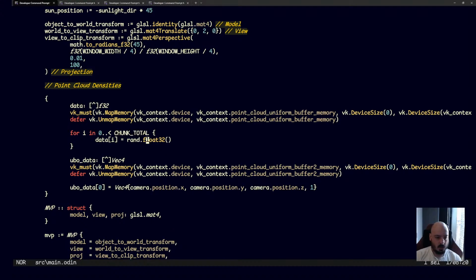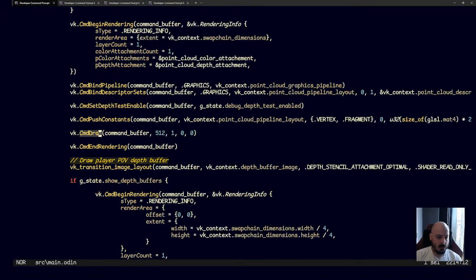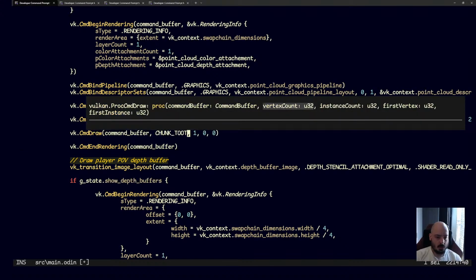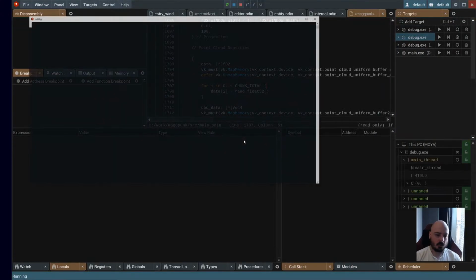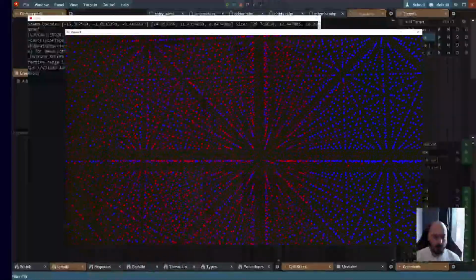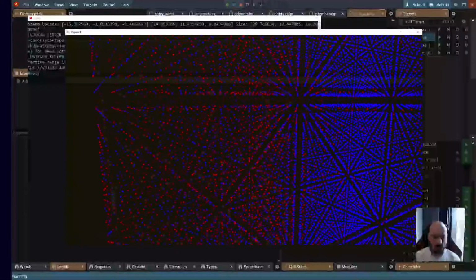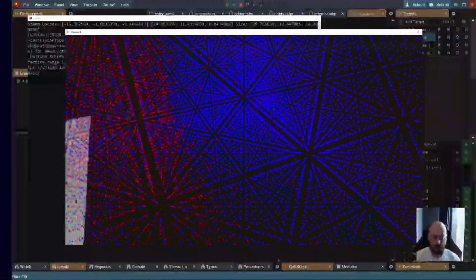So, chunk total, so we're gonna put all the values in there, and then I think we need to go to the draw. So the draw with a 512, that's just gonna be chunk total. Very good. We should have a much larger, there we go, it's pretty big. Much larger set of dots here. So these are all a meter apart, which is the same size as a Minecraft block. So I thought maybe we should try, well, that's totally incorrect. Maybe we should try rendering cubes first before we move on to much more difficult things.